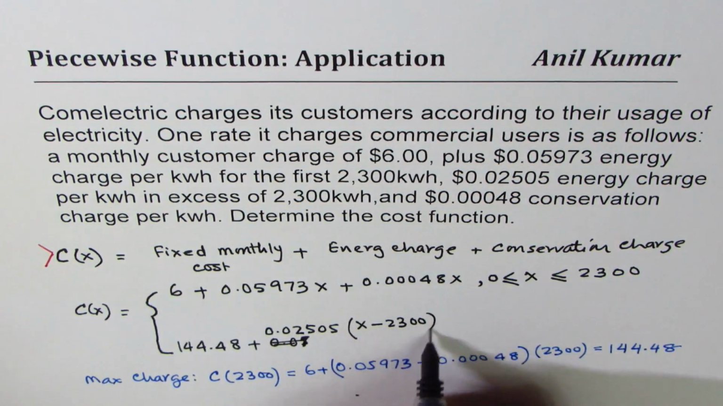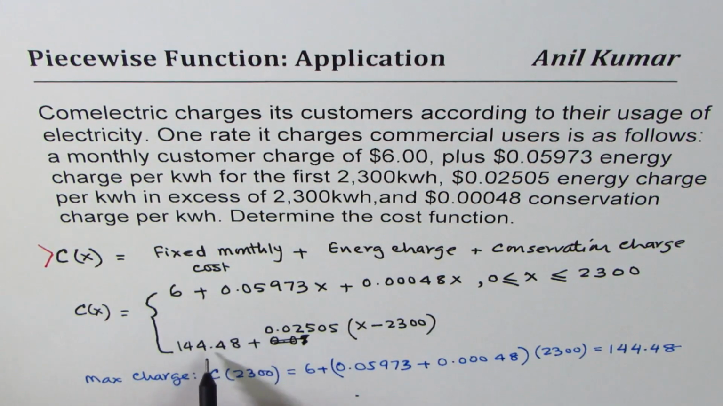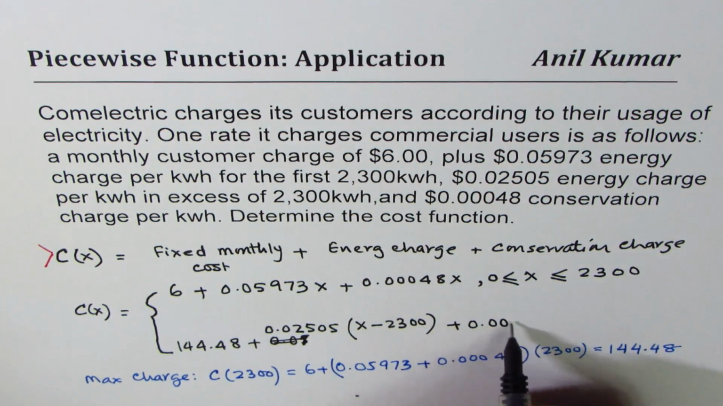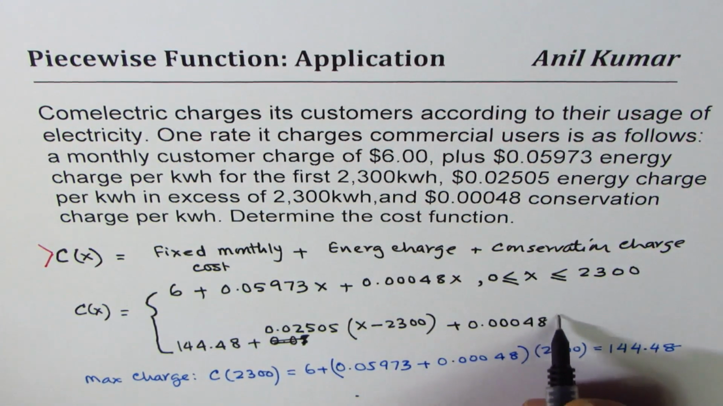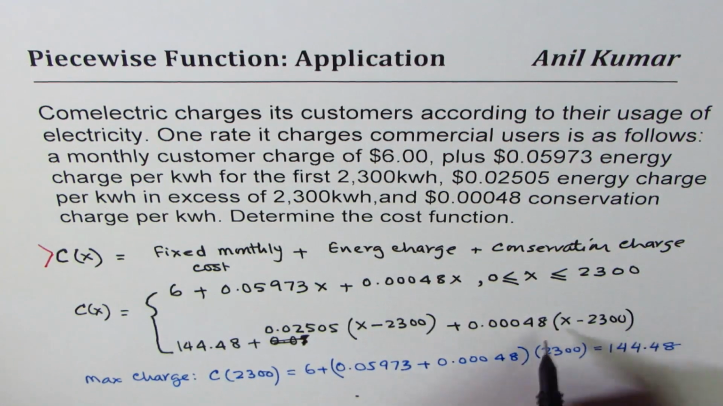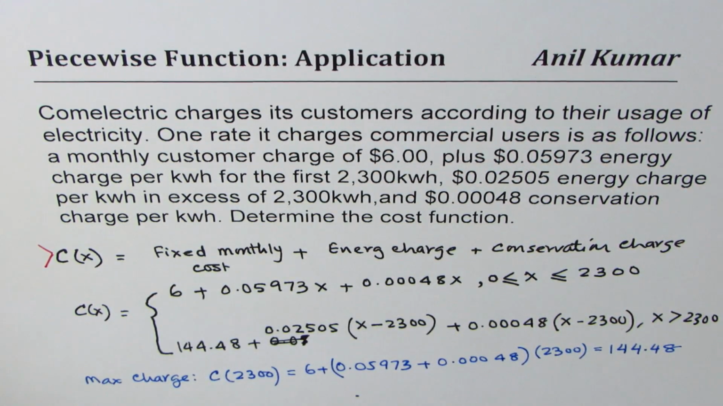The whole idea is on the first 2300 you have already paid, this amount includes all that. Plus 0.00048 times X minus 2300. So that is what you pay for X greater than 2300. Does it make sense to you? So that becomes your piecewise function.